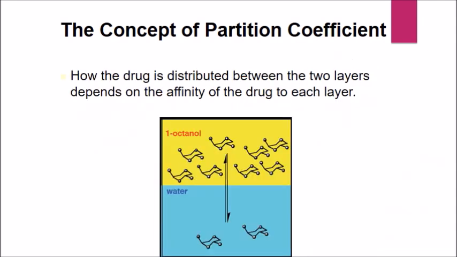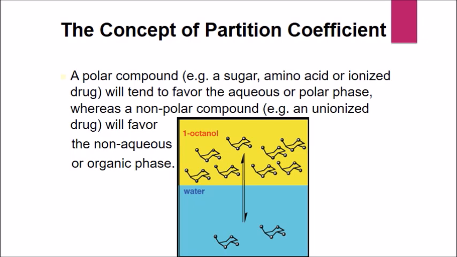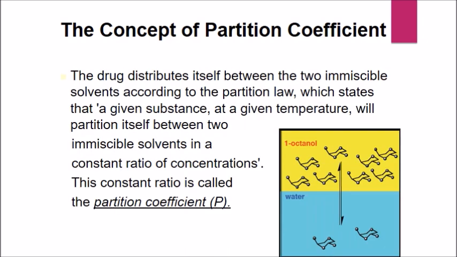So how the drug is distributed between the two layers depends on the affinity of the drug to each layer. Okay, so for example, when you have a polar compound, for example sugar, amino acid, or ionized drug, they will tend to favor the aqueous or polar phase. Whereas when you have a non-polar compound, which is an unionized drug, they will favor the non-aqueous organic phase. Okay, and the drug will distribute itself between the two immiscible solvents according to the partition law, which states that a given substance at a given temperature will partition itself between the two immiscible solvents at a constant ratio of concentration, and this is called partition coefficient.